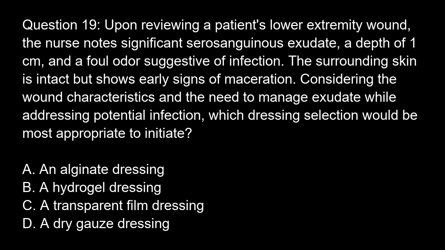Question 19. Upon reviewing a patient's lower extremity wound, the nurse notes significant serosanguinous exudate, a depth of 1 cm, and a foul odor suggestive of infection. The surrounding skin is intact but shows early signs of maceration. Considering the wound characteristics and the need to manage exudate while addressing potential infection, which dressing selection would be most appropriate to initiate? Option A, an alginate dressing.